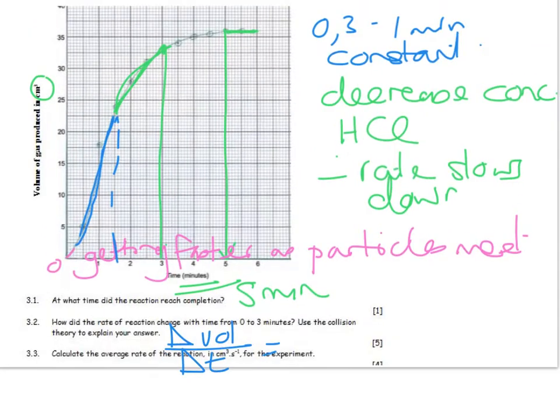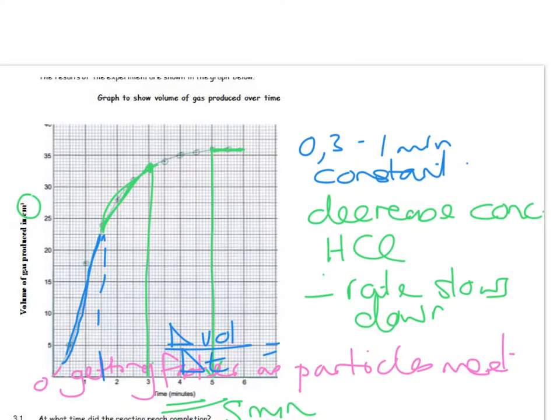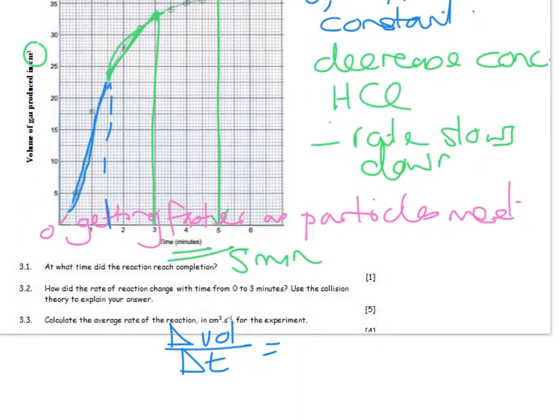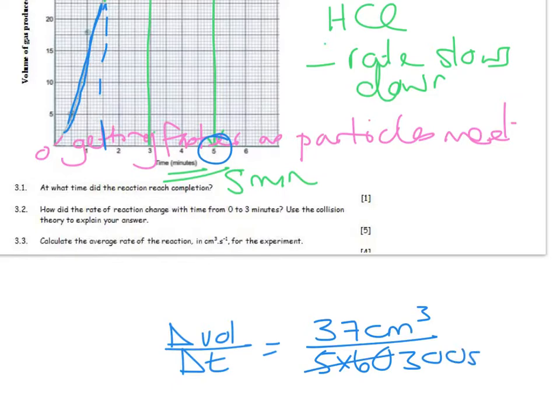And the change in volume, if you take a look, this isn't 35. This over here is 37. So you actually need to start being more accurate. I wasn't very strict, but I will be. So you're going to say 37 centimeters cubed, and the time when it finishes is going to be 5 minutes, which is 5 times 60 seconds, which is 300 seconds. And you land up with an answer of 0,12 centimeters cubed per second.